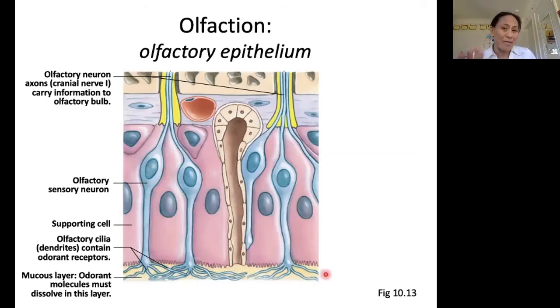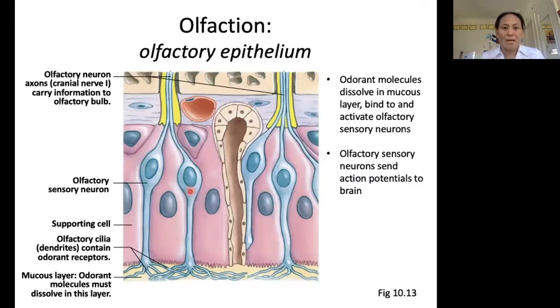The way that we smell, the way that we detect odorant molecules, is that the odorant molecules come up here and they dissolve in the mucus layer, and then they bind to receptors on these olfactory cilia, the dendrites of these olfactory sensory neurons. When we have the binding of the odorant molecule to receptors on these olfactory cilia, that leads to a G protein mediated cascade that leads to ion channel opening.